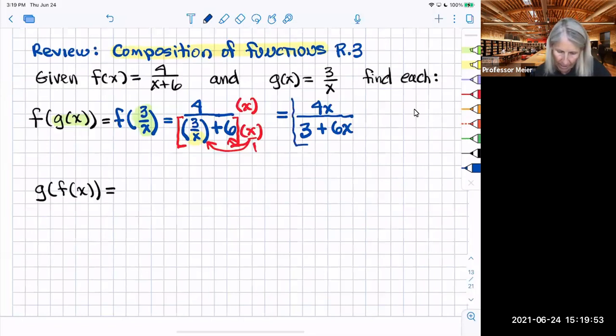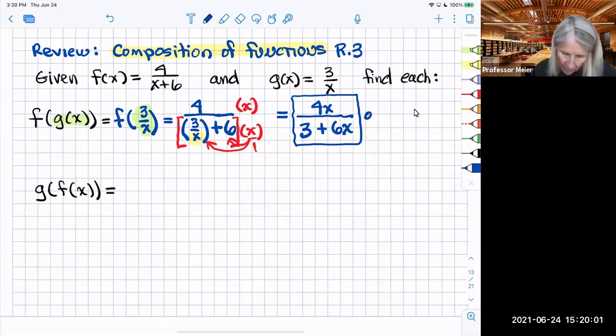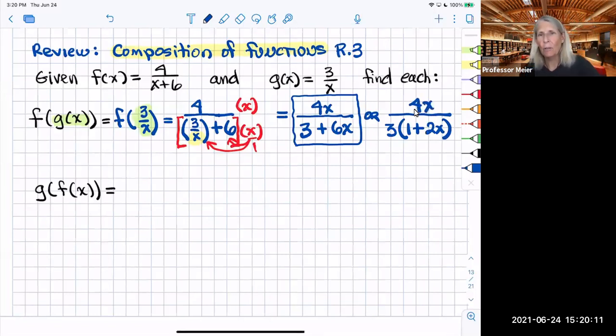Nice and simplified. Can it reduce? No, because there's nothing I could factor out that would cancel. I could factor the denominator if you like. You could take a 3 out of the bottom and write it this way. But even if you take the 3 out of the bottom, I still don't have a 3 on the top to cancel with. So I could just leave my answer just like this, it's fine. Okay. It's not wrong to leave it in the factored form. That's okay too. All right, let's try the next one.